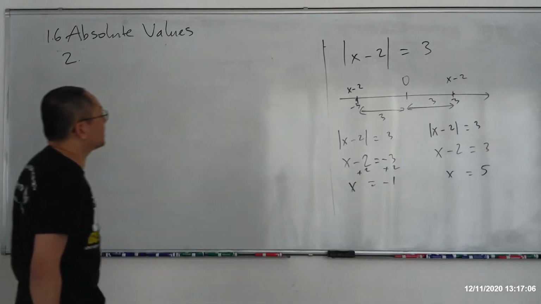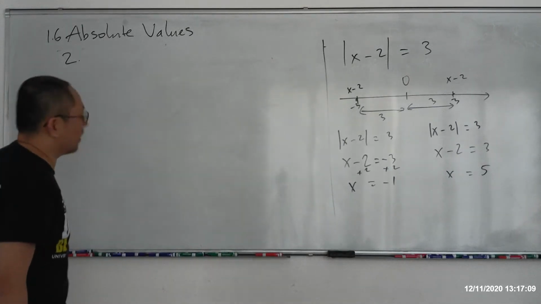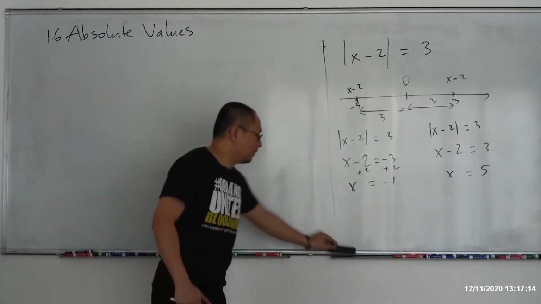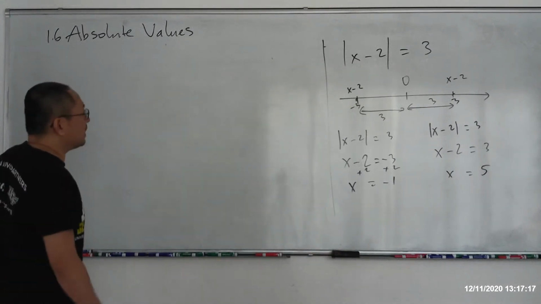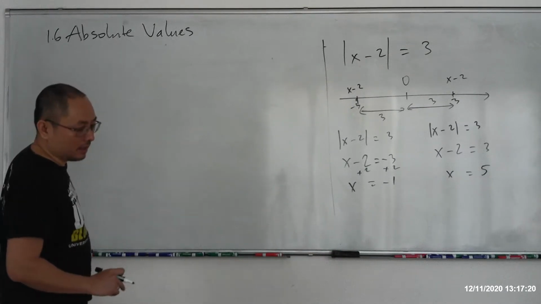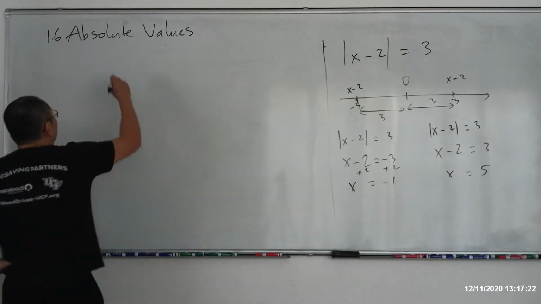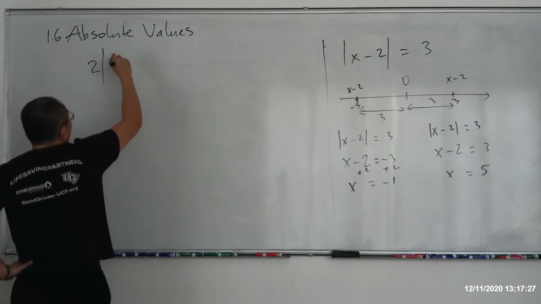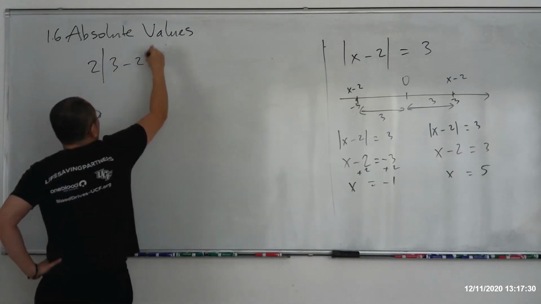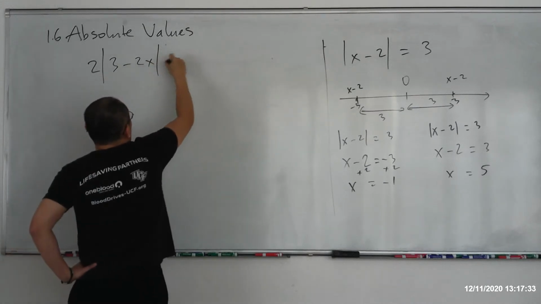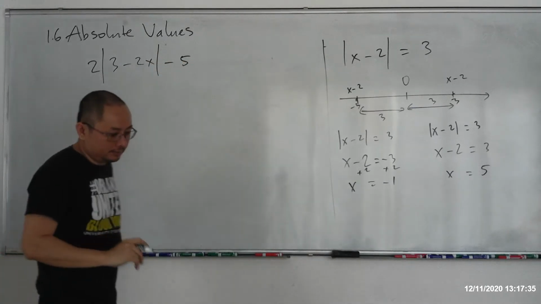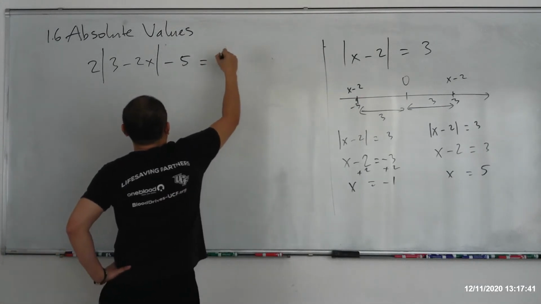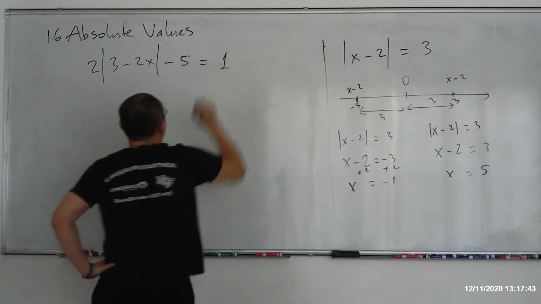I think I should give you another example. Let me give you one more example before I move on. Okay. Make the example more complicated. So when you guys see your homework, it's going to be easier for you guys to practice. How about another one? I got this: 2 times absolute value of 3 minus 2x, minus 5, equal to 1. I'm just making it up.